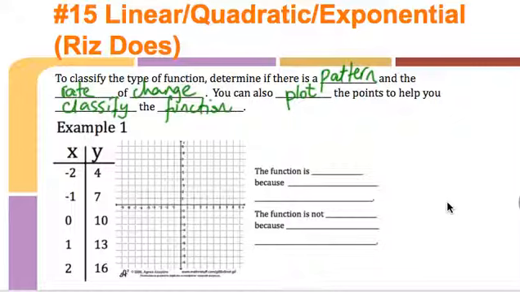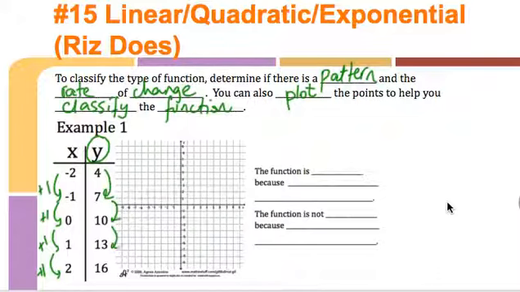So let's look at example 1. All right, now really on all of these we'll all be adding 1. So really I'm more concerned about how my y, my function, is growing. So 4 to 7 to 10 to 13 to 16. I recognize that that's a pattern of adding by 3.